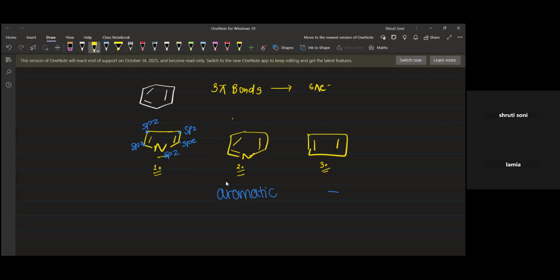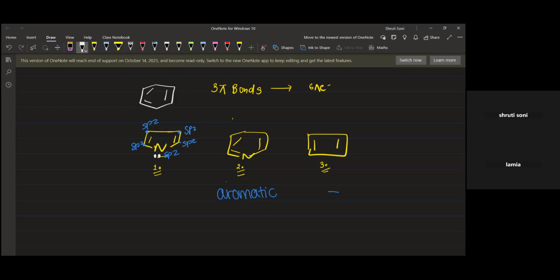Cyclic. Okay, cyclic means it's in a ring structure, right? Yes. Okay, and then Huckel's rule. Let's see. I'll give you one more thing, that the nitrogen in this case has a lone pair. Do you know what is a lone pair? Extra electrons.